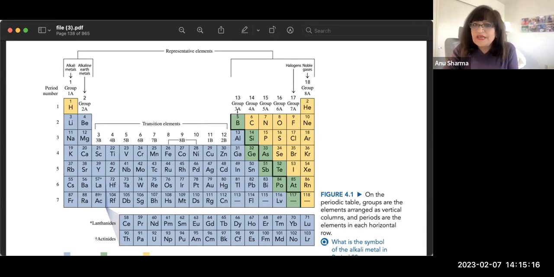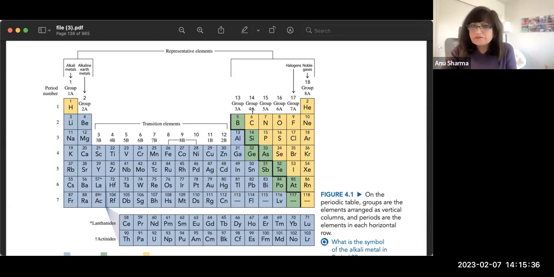Okay, anyway, so 3A, 3 electrons in the last shell, they will make 3 bonds. Aluminum will make 3 bonds, but some of these metals have the capacity to make more than one type of charge. So they will have variable charges, and these are also called variable valence states.